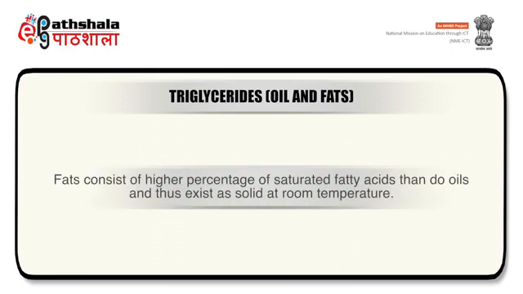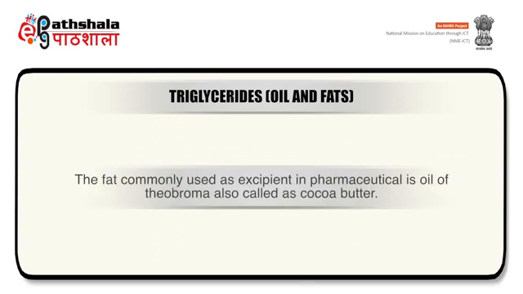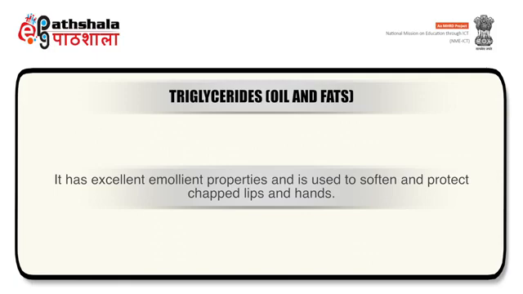Fats consist of a higher percentage of saturated fatty acids than do oils and thus exist as solids at room temperature. The fruit and the seeds of diverse vegetable species contain fatty fractions of consistency between solid and pasty that are known as vegetable fats. The fat commonly used as an excipient in pharmaceuticals is oil of theobroma, also called cocoa butter. It has excellent emollient properties and is used to soften and protect chapped lips and hands.